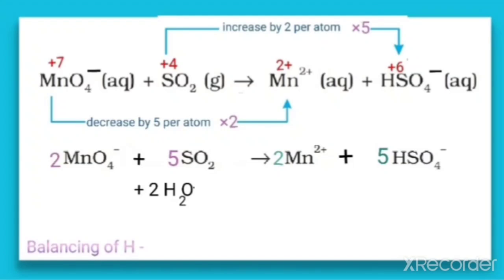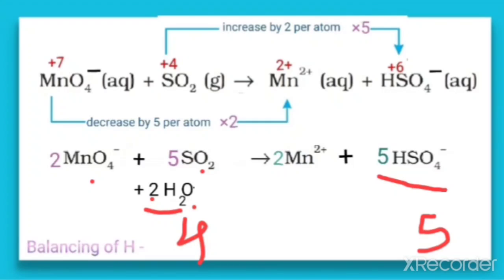In order to do the balancing of hydrogen, we have to find out the number of hydrogen on both sides, that is on the left hand side and on the right hand side. On the left hand side, how much hydrogen is there? Here there is no hydrogen, only here hydrogen is there. That means 2H2O, that is 2 into 2, that is 4 hydrogen on the left hand side. And what about the right hand side? On the right hand side, 5 HSO4 negative, that means 5 H is there.